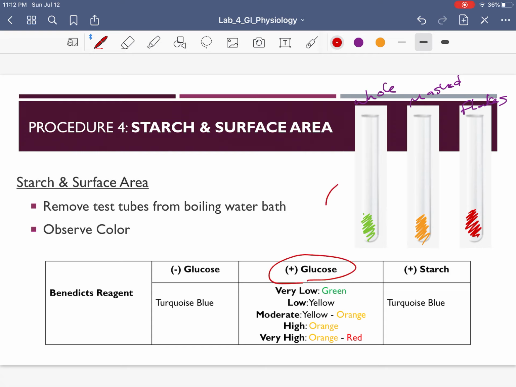So actually, all three had some digestion. We started with starch, and with the help of amylase, it got broken down into glucose. But there's different amounts. So here you're able to judge which type of potato piece had the most digestion.